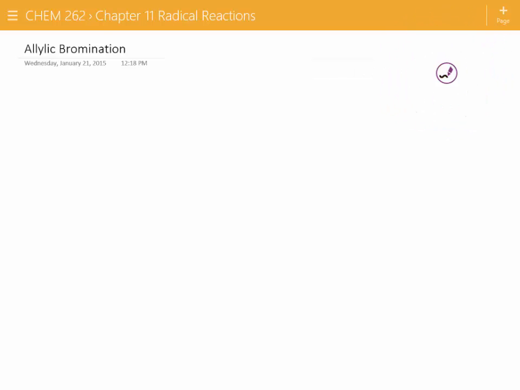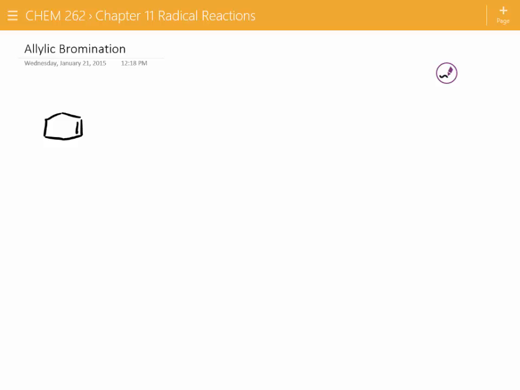All right, so the next section from chapter 11 that we're going to cover is allylic bromination. And this looks very similar to what we've covered before. So let's review this group. Where are the allylic positions on cyclohexene? Very top and very bottom.